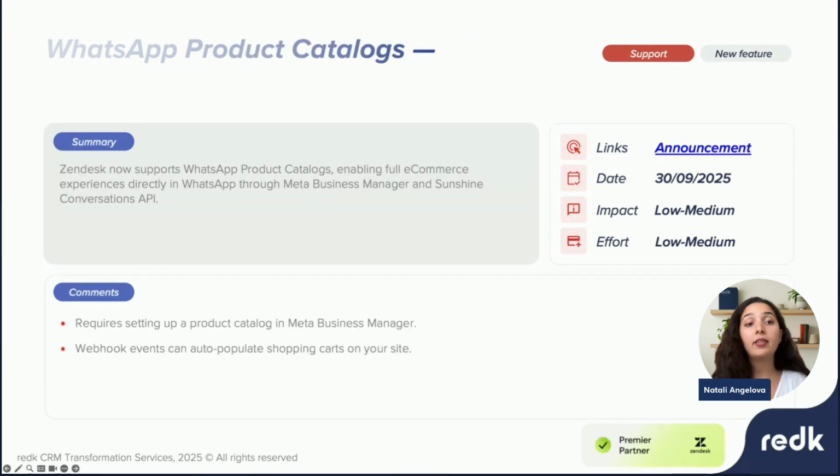Zendesk now supports WhatsApp product catalogs, enabling a full e-commerce experience directly in WhatsApp through Meta Business Manager and the Sunshine Conversations API. What needs to be done? First, set up a product catalog in Meta Business Manager. From there, you can choose to share one product, multiple products, or the entire catalog with your customers.